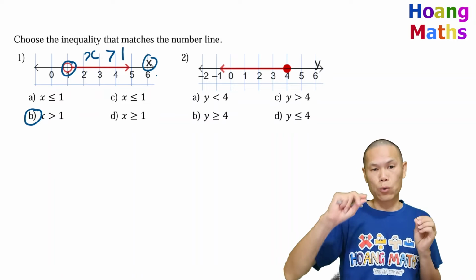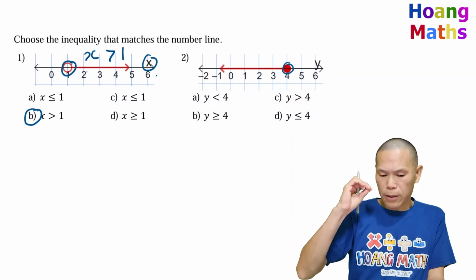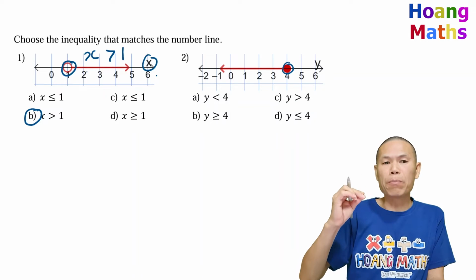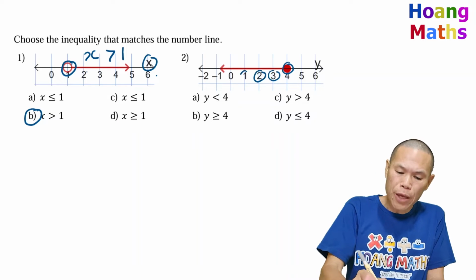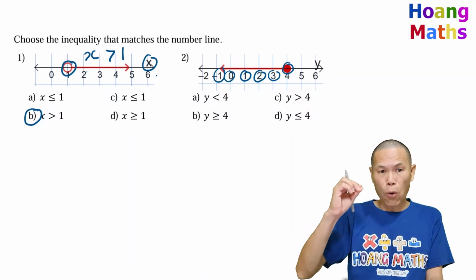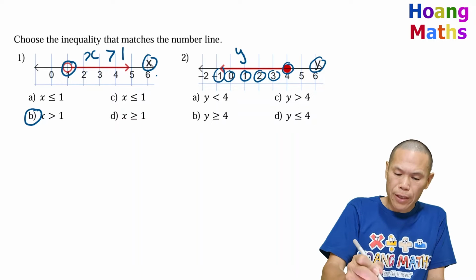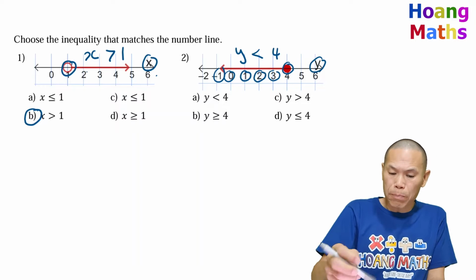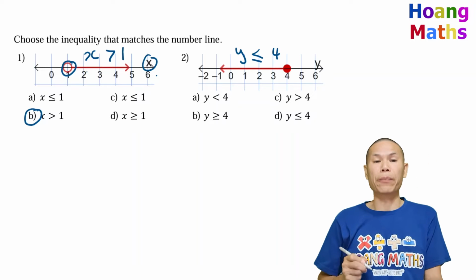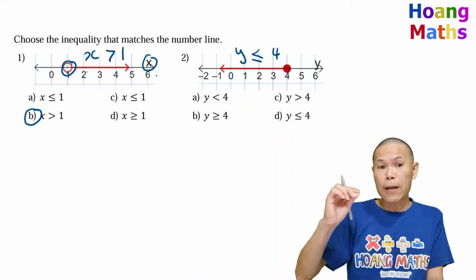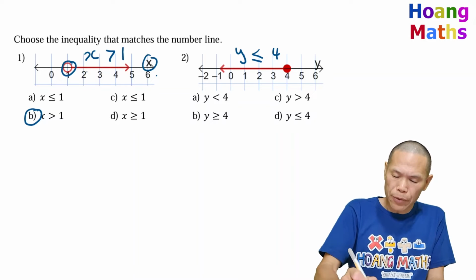So there you go. Question number 2. So we start from 4, but because the circle is filled up, that means including 4. And we can see these numbers here, they're all smaller than 4, correct? And these numbers are y values, right? So that means y is less than 4, but because the circle is being filled, that means including. Y is less than or equal to 4. Keep that in mind. So therefore, the answer should be D.